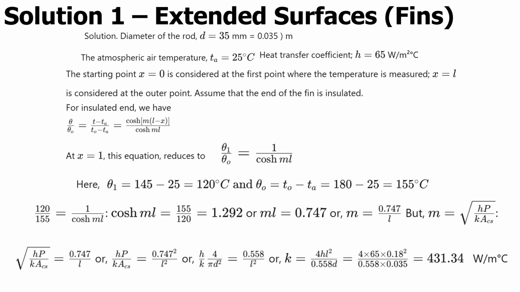So we have two expressions for m: 0.747 over L and the square root of 4h over k times D. Equating these two, we get the square root of 4h over k times D equals 0.747 over L. So to solve for k, we can square both sides of the equation, and this simplifies to 4h over k times D equals 0.558 over L squared. Now rearranging and performing this calculation, we find that the thermal conductivity of the rod k will be approximately 431.34 watts per meter degrees Celsius.